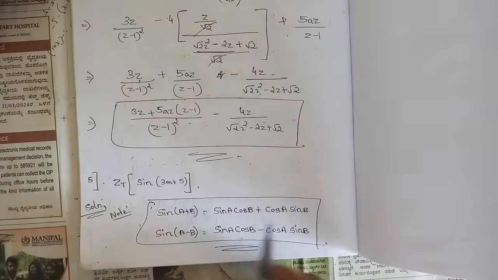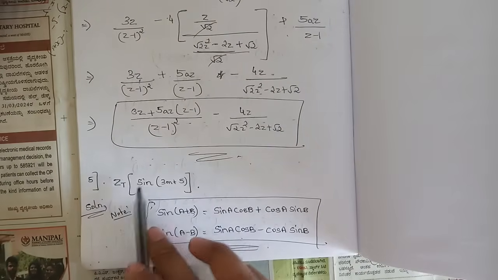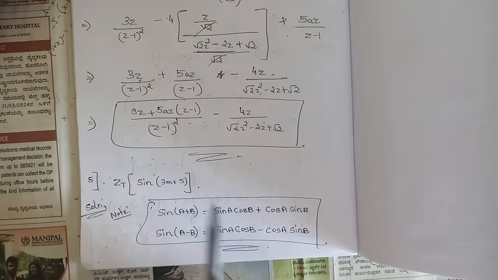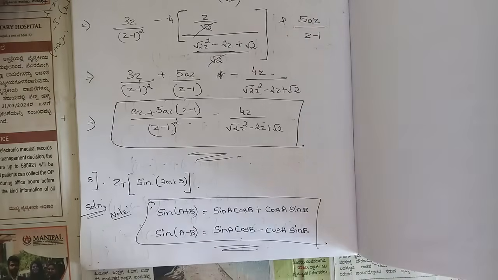So this is the next question, that is, we need to find the z transform of sin(3n + 5). For that we need to make a note of some of the trigonometric formulas that you have already discussed in your lower classes. So again I am just going to recall them for you all, that is sin(a + b) and sin(a - b).